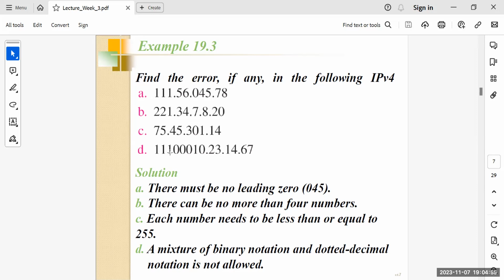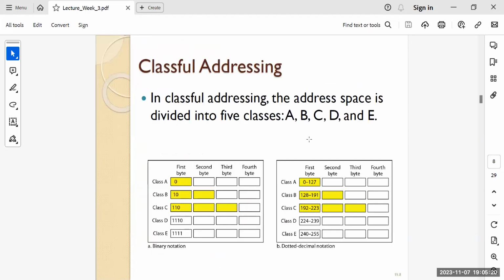Next, in part D, you see that there is 111000010. It looks like if this is a decimal number, it's a huge number. It's not a valid number. But apparently, it has been written as a combination of binary and decimal, which is not allowed, right? So either a number should be displayed in the binary representation or the decimal representation. So this is an invalid address. In all of these 4 cases, you have seen different kinds of permutations in which the addresses are not valid. Now we are coming to more interesting things.